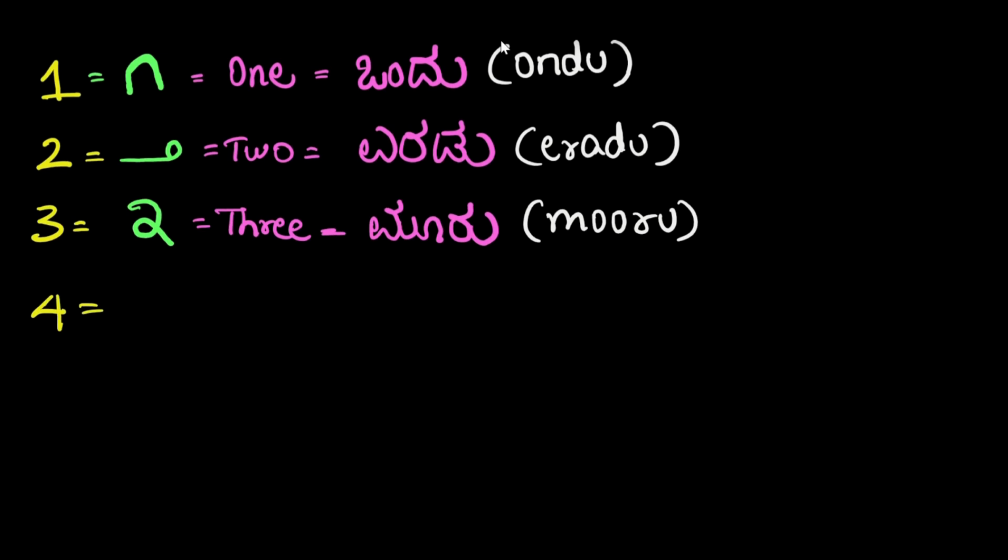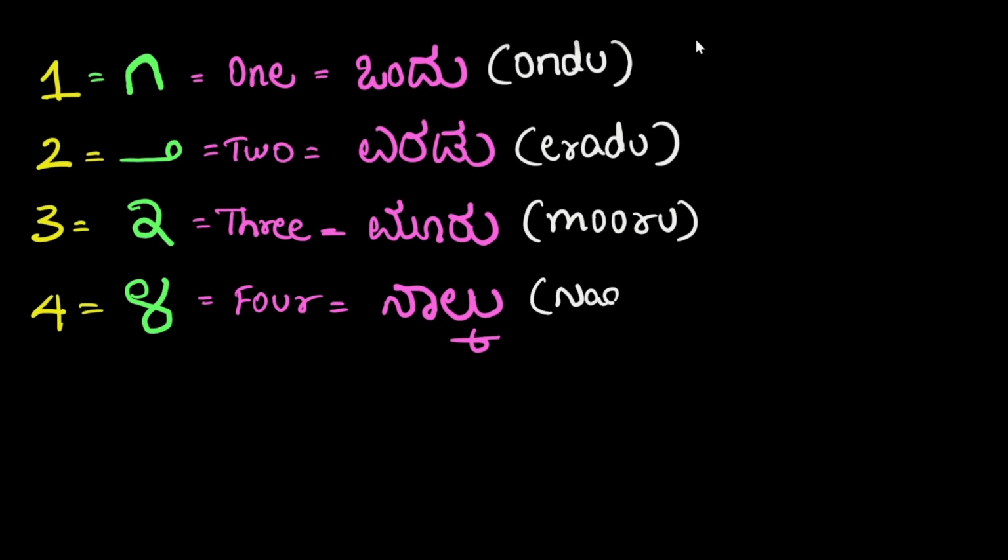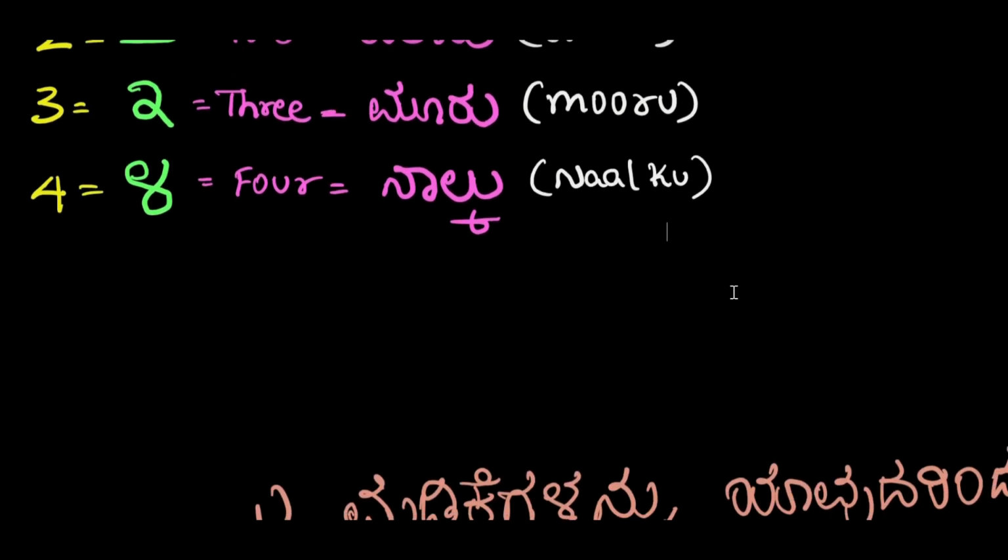Next number is 4, right? So 4 is very simple, just like this. Kannada la ಬರುತ್ತಲ್ಲ, the last letter of Kannada la. So it resembles la. So what do you call 4 in Kannada? Nalku. Okay na? Repeat. Nalku is 4.